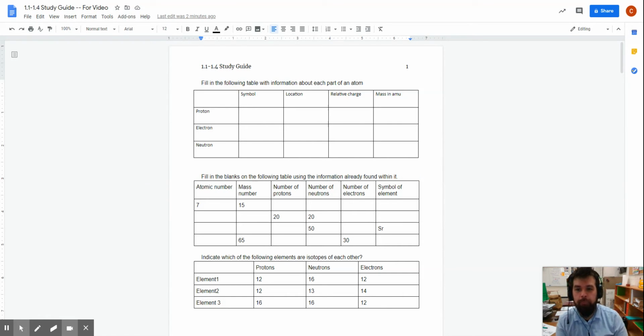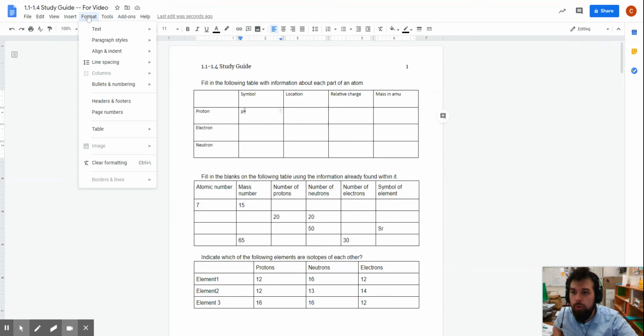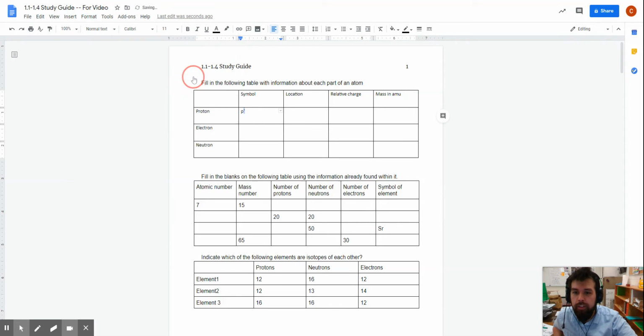Okay, so for this first table, it says fill in the following table with information about each part of the atom. Which, of course, we know the parts of the atom are the protons, electrons, and neutrons. So when I see symbol, I know that the symbol for a proton is a little lowercase p and then a plus sign. If I'm feeling fancy, technically that should be what we call a superscript. So I can highlight that, format, text, superscript. Should be a little positive p up there.